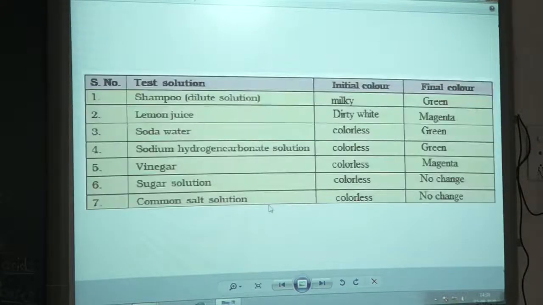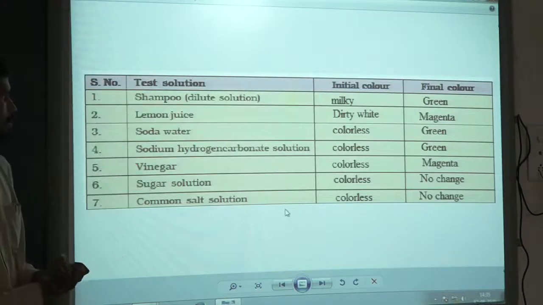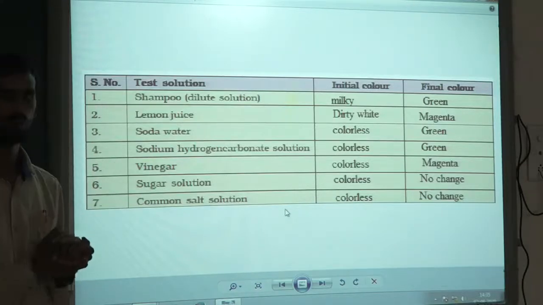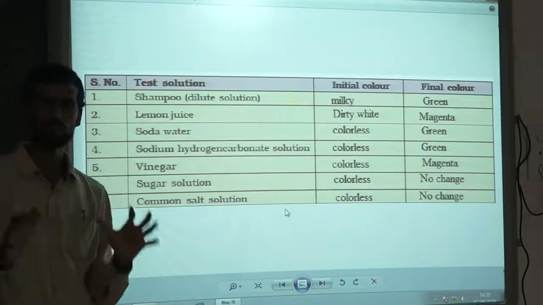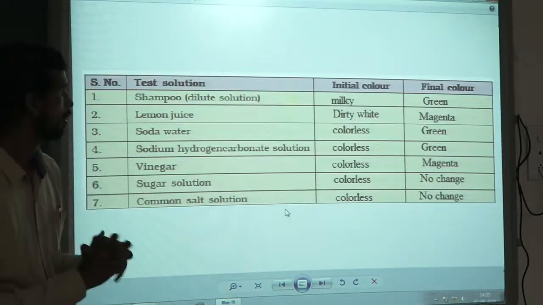Our next table is table 5.4. It is related with China-Rose petal solution. So here, this also you can do at home. It's very easy. I told you how to prepare a China-Rose petal solution. Still, if you have any doubt, you can contact me.